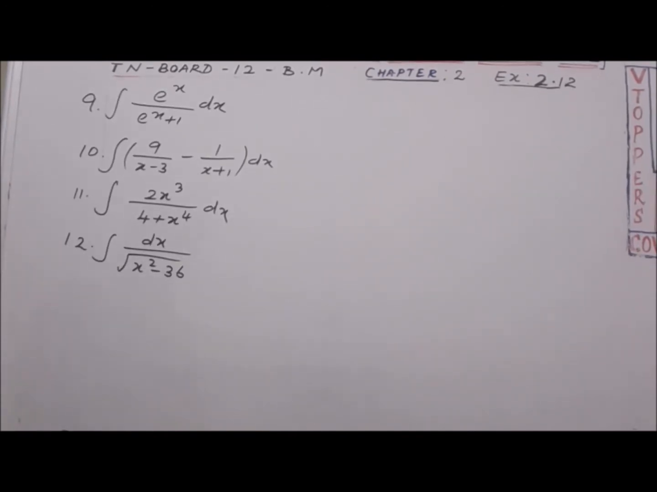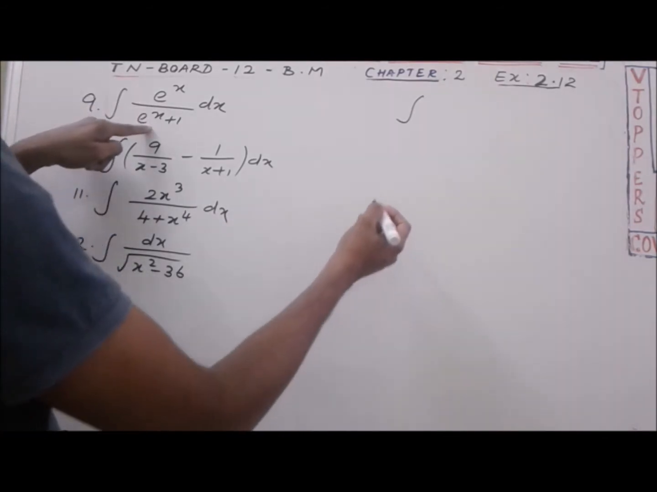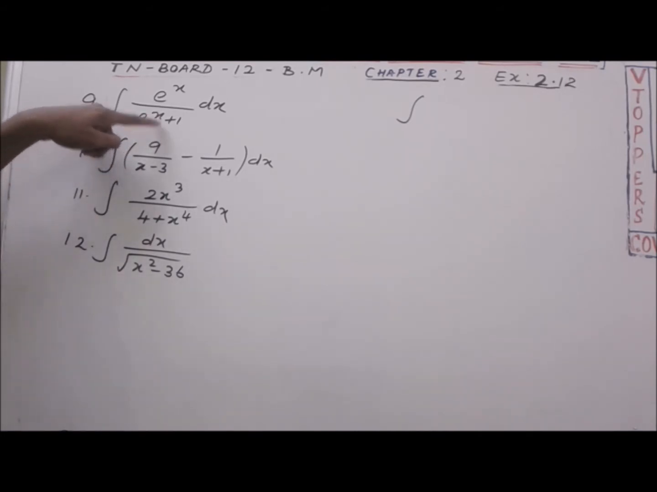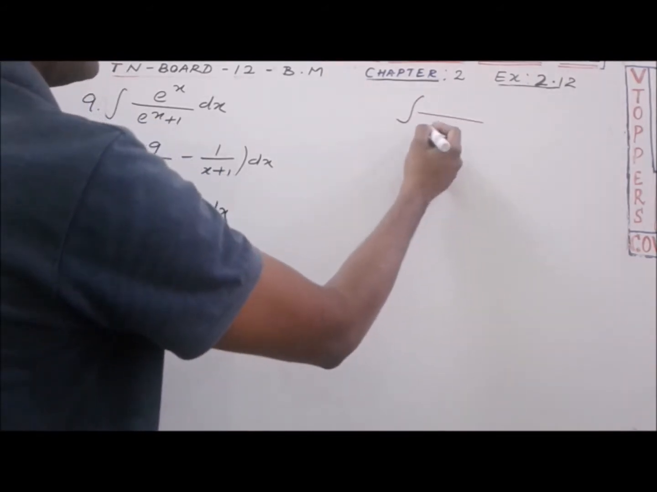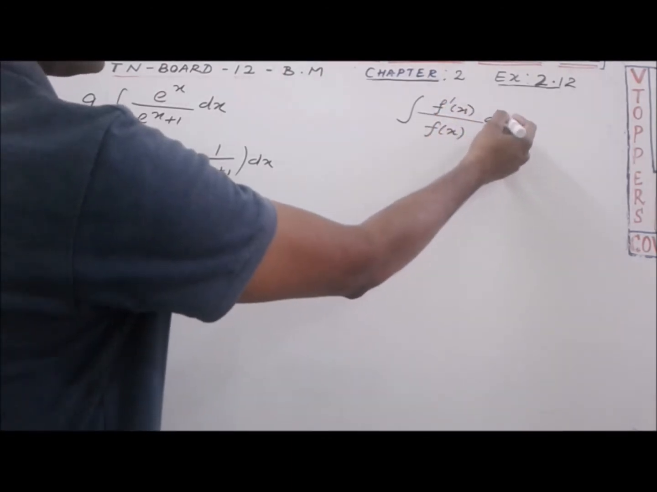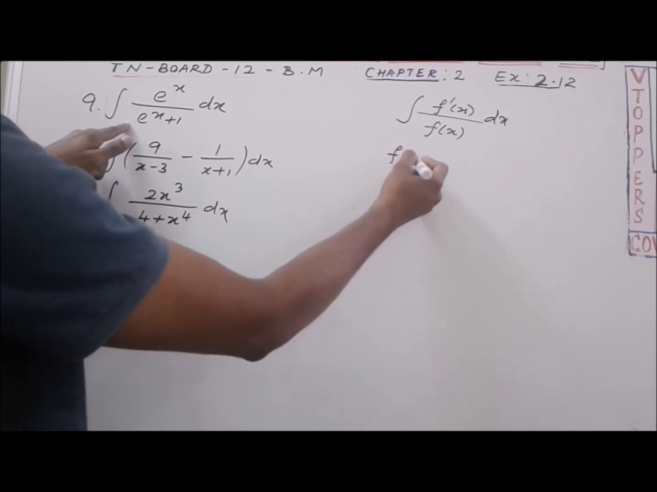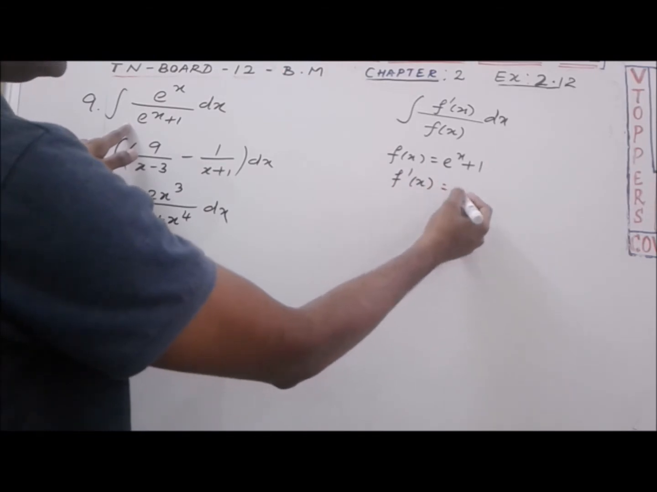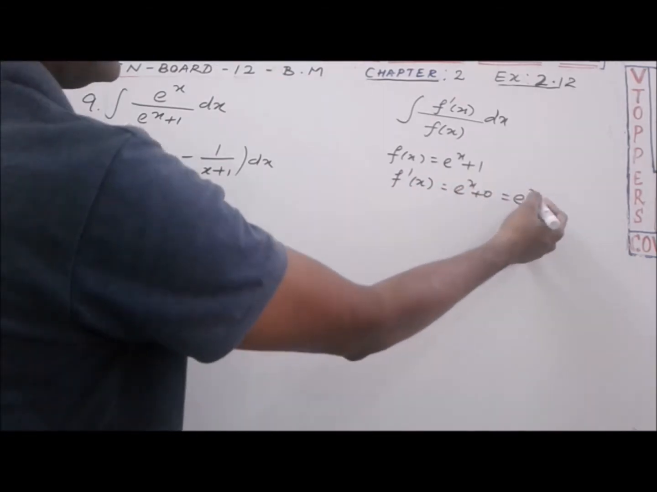Question number 9. Integral e power x by e power x plus 1 dx is given. What is the derivative of e power x plus 1? The derivative of e power x plus 1 is e power x. So if we take the denominator as f of x, the numerator is f dash of x into dx. That is, f of x is equal to e power x plus 1. Its derivative f dash of x is equal to e power x plus 0, equal to e power x.